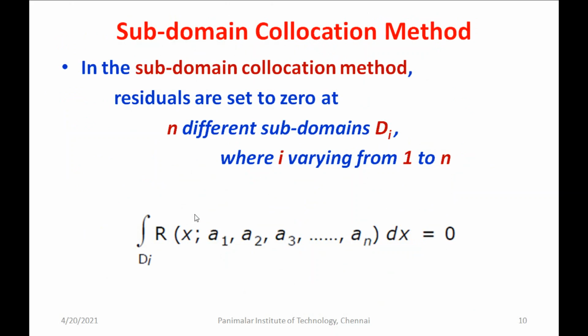method, the subdomain method. So in this method, to solve the unknowns, right? There are 2 unknowns present in the r of x, so a1 and a2. Now we have to divide the given domain into 2 subdomains, and we are going to assume that the residue is 0 over each subdomain, right? So this is the method we are going to follow.